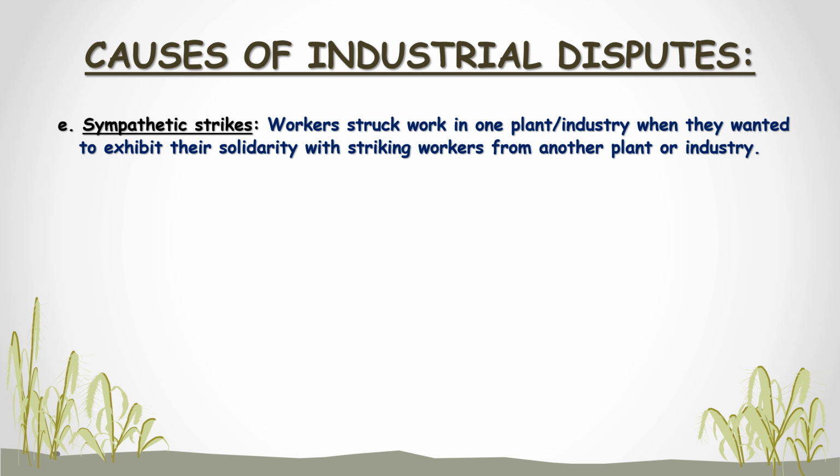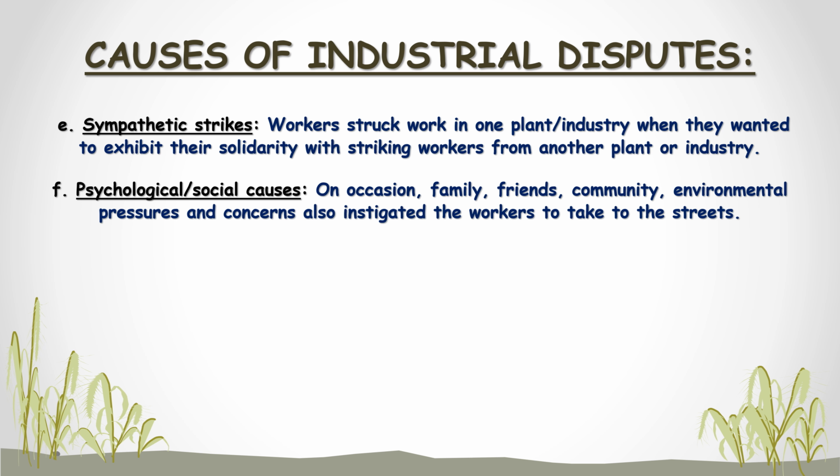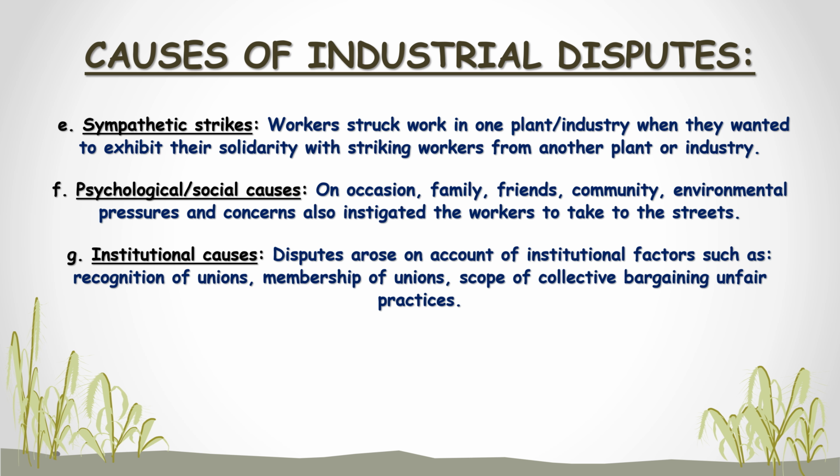E. Sympathetic strikes. Workers struck work in one plant or industry when they wanted to exhibit their solidarity with striking workers from another plant or industry. F. Psychological and social causes. On occasion, family, friends, community, environmental pressures, and concerns also instigated the workers to take to the streets. G. Institutional causes. Disputes arose on account of institutional factors such as recognition of unions, membership of unions, scope of collective bargaining, unfair practices.